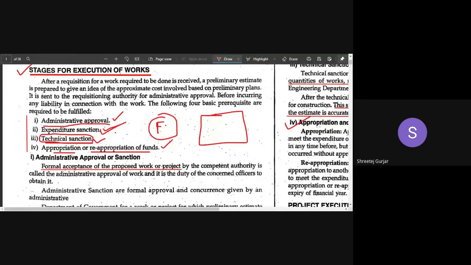Now I hope you have understood the stages of execution of work. All these approvals are required, and this reappropriation and appropriation of funds is mainly regarding governmental works. We will get to that later on as we head into that section.